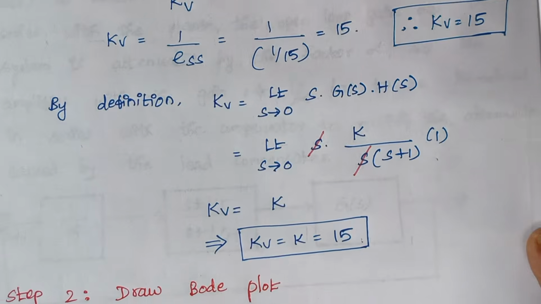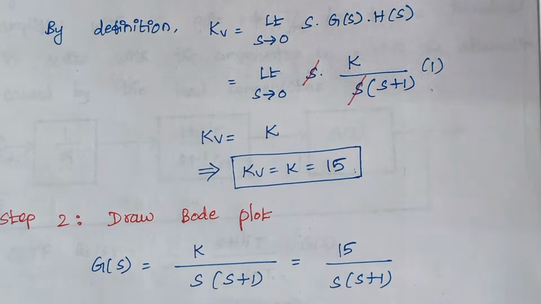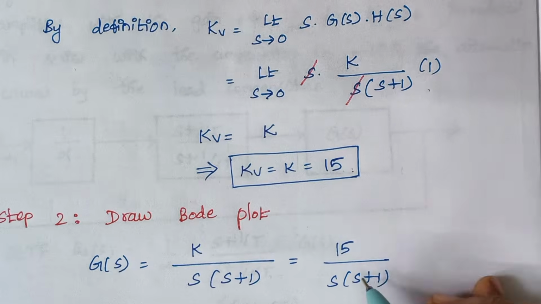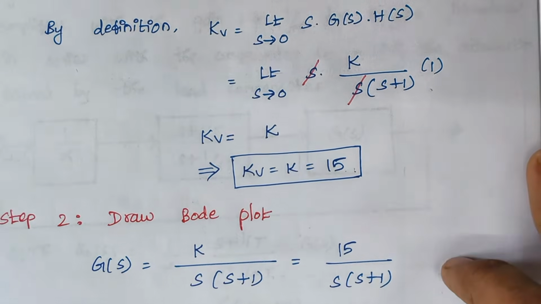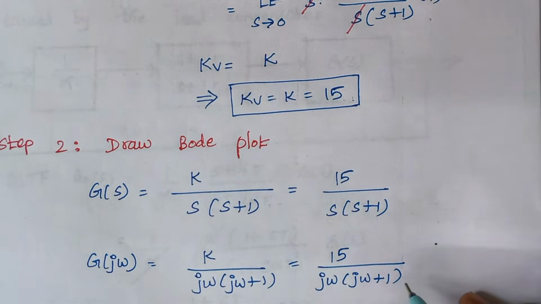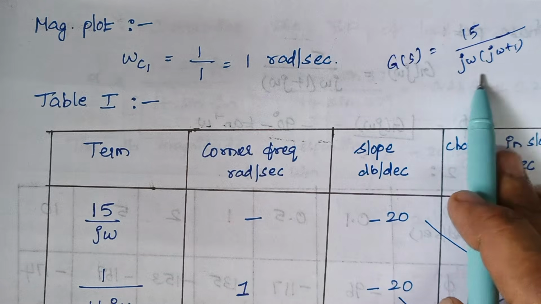And step 2 is we have to draw the Bode plot for the uncompensated system. So this is the given transfer function, right? Just now we found the value of K, so just substitute the value of K over here. Then the next step is we have to replace s by j omega, and this is our transfer function.